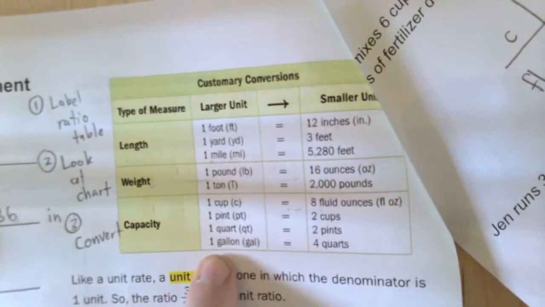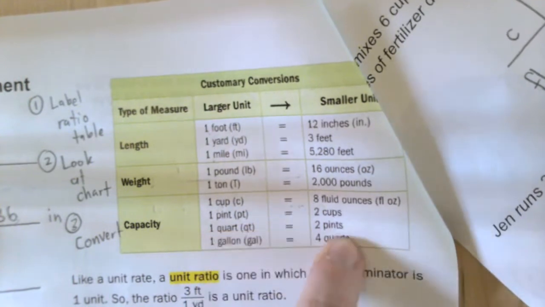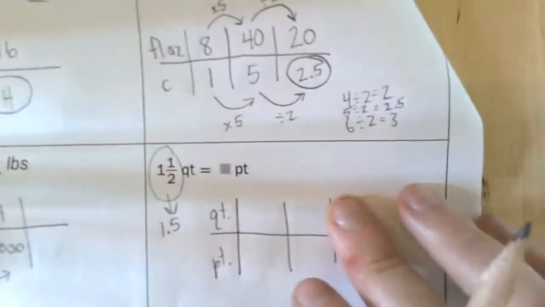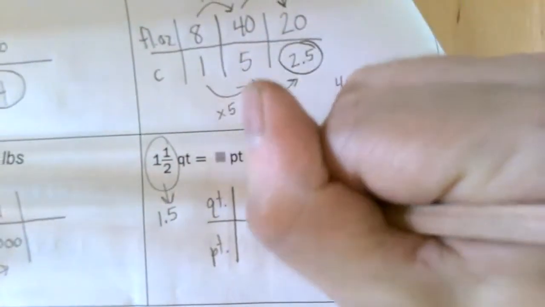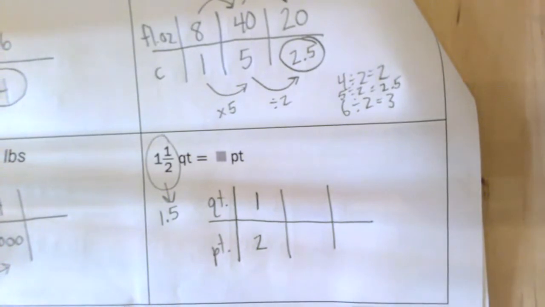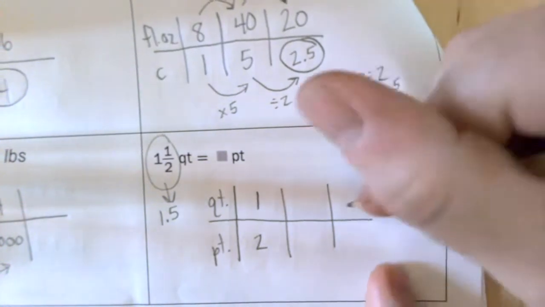It's capacity, because pints and quarts hold liquid. 1 quart is 2 pints. 1 quart, 2 pints. 1 quart, 2 pints. 1 quart, 2 pints. All right. We're trying to get to 1.5.